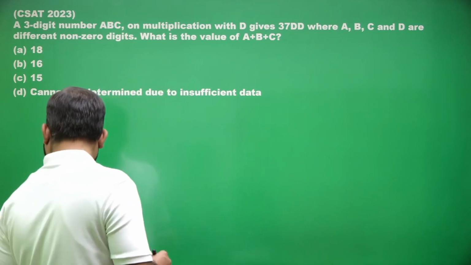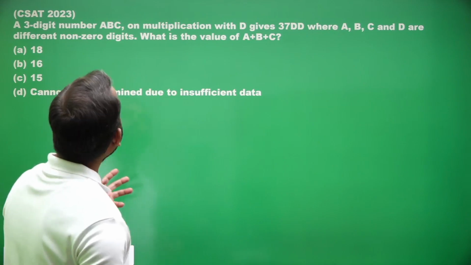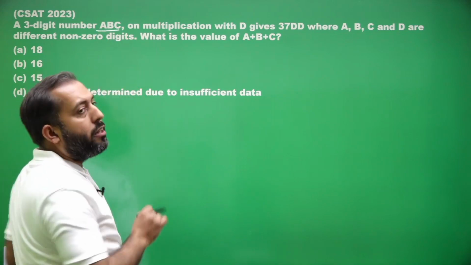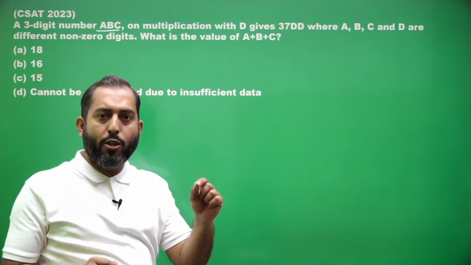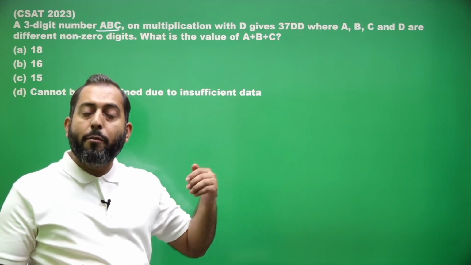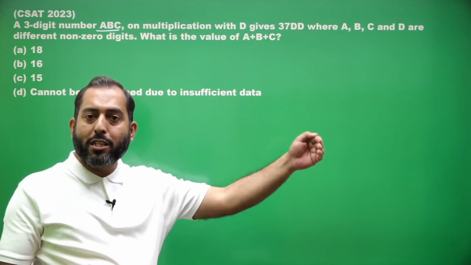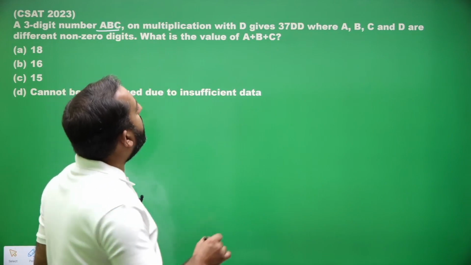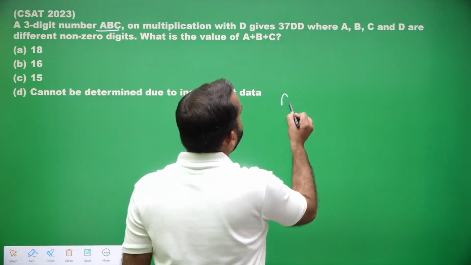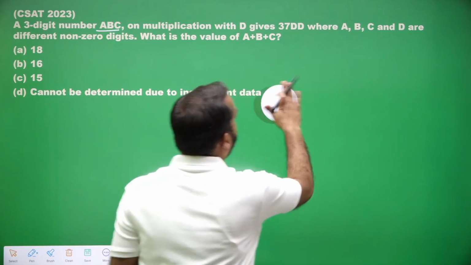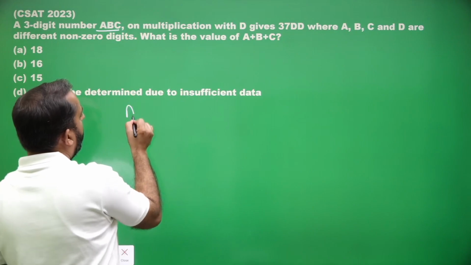This problem says a three-digit number ABC, which means the minimum value of A can be 0 and the maximum value of A can be 9. Similarly, the minimum value of B can be 0 and the maximum value can be 9. Same goes for C. ABC is multiplied with D. Let me write it down over here.